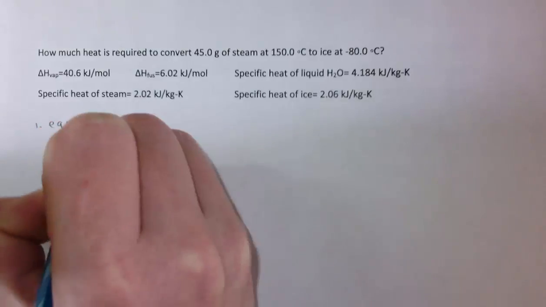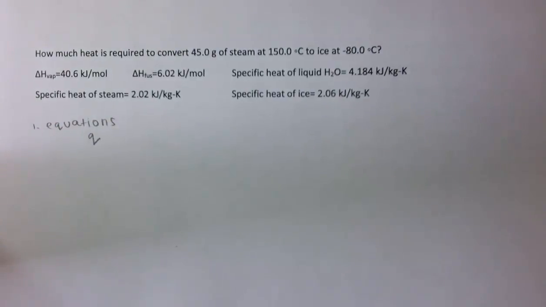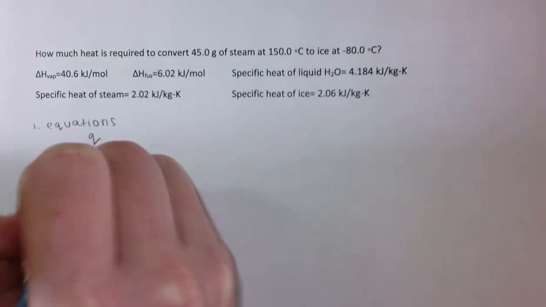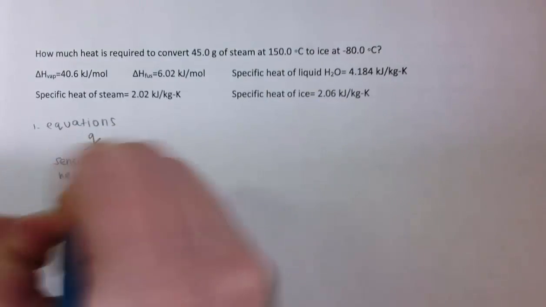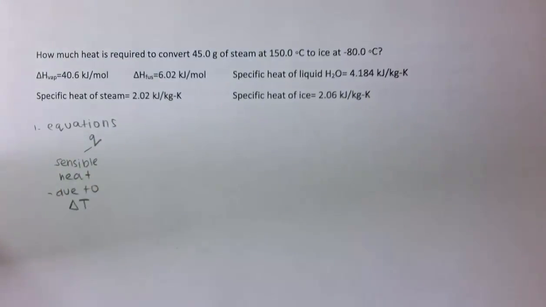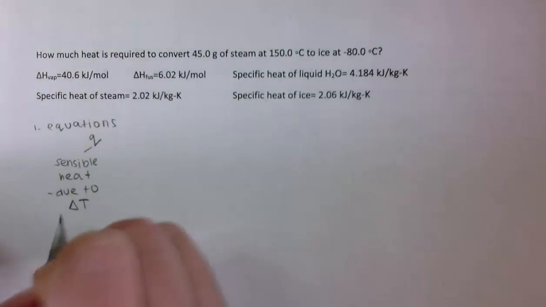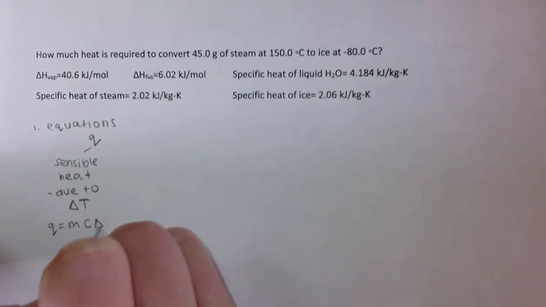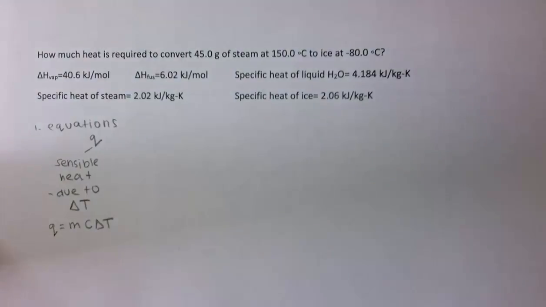And so we know that we need Q because the problem statement asks for heat. And there's two different types of heat that are possible. So we have sensible heat. And this is due to a temperature change. And our formula for Q in that case is generally Q equals m times C delta T, where C is our specific heat that we were given in the problem statement.